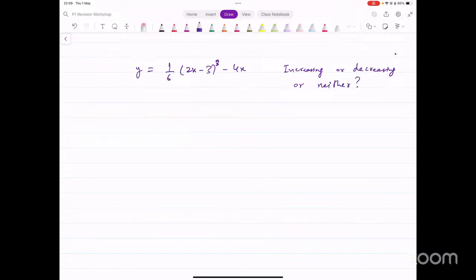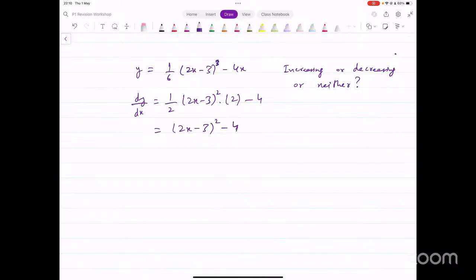You find the derivative. That's the first thing you do. Find dy over dx. Let's see what that turns out to be. Multiply by the power, so it becomes 3 over 6. That's 1 over 2 into (2x minus 3) whole squared times the derivative of the part that is inside. That's 2. Minus the derivative of 4x, which is minus 4. Simplify this and you get (2x minus 3) whole squared minus 4. And now you need to prove whether this function is always increasing or decreasing or neither.